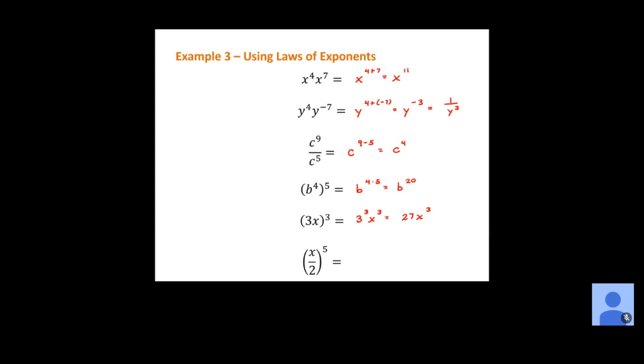Make sure it was multiplication to begin with, and it's going to stay multiplication throughout, so it's not going to be a plus in there. It's just going to be 3 to the third, which is 27, times x to the third, and then those two things get multiplied. Any questions on that one now?